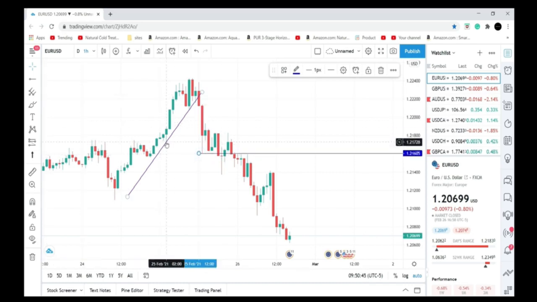And then you can go to the next one. So this is the market that you're looking at right now, right? If the market is going up right here, the next level is what? Is this level right here. So this is how you're going to mark it down.